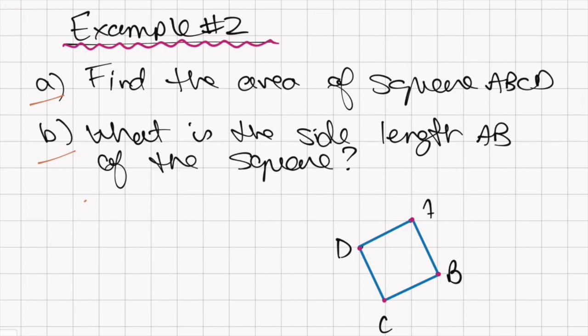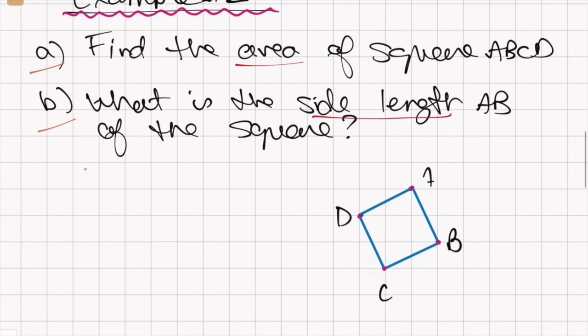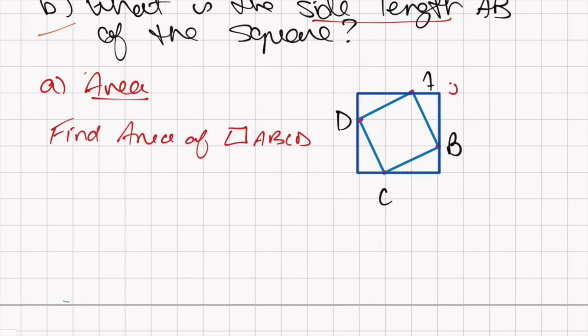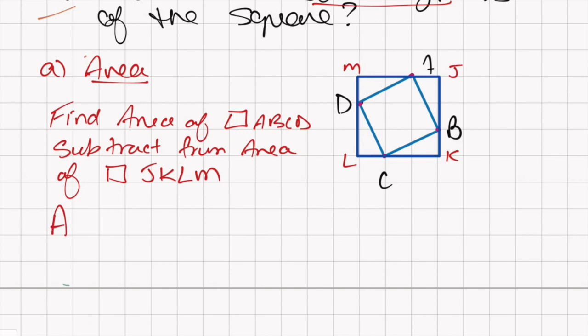Okay, let's look at another example. For this one, we need to find the area of the square, and we also need to find the side length of the square. So with this one, the square is at an angle here. So the first thing that we want to do is find the area. And the way to go about this is to first draw an enclosing square around the square we're trying to look at. And we'll need to find the area of square ABCD. So what we'll actually want to do is subtract that from the area of the enclosing square, which is JKLM.